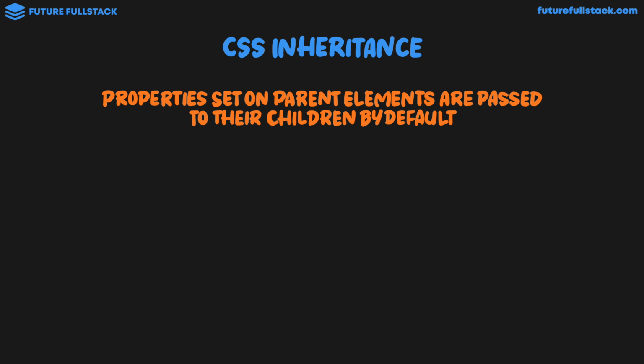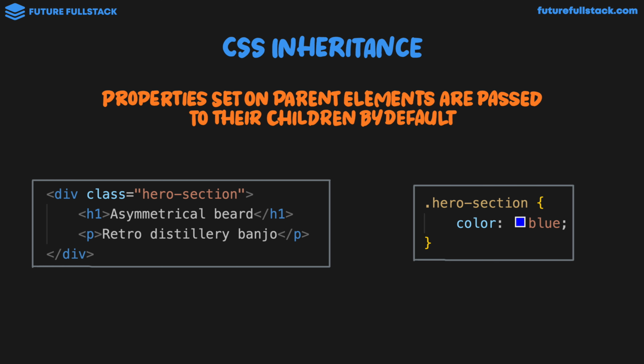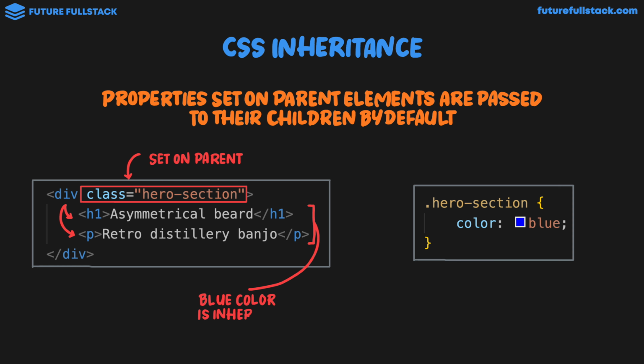Let's take a look at an example to see what I mean. We have this snippet of HTML where we have a div container element with the class hero section, and it contains a heading 1 and paragraph element. Looking now at the CSS, we've added the CSS rule color blue to the hero section. Now this rule is set on a parent. So what happens here is the parent element passes down this styling to its children. So the H1 and paragraph get this blue color. And we say the blue color is inherited.